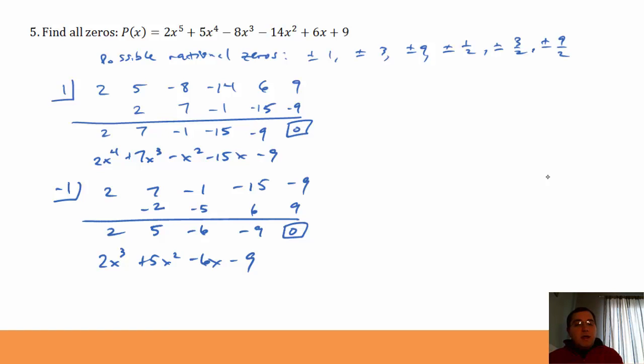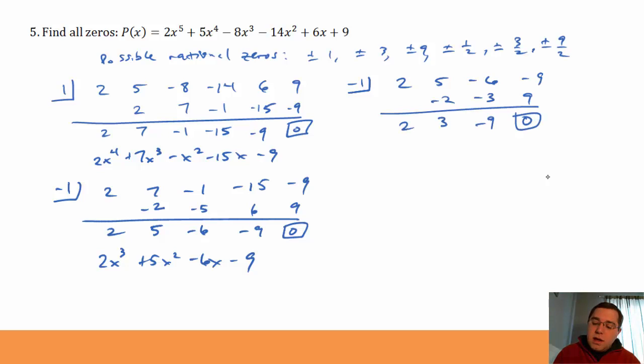Again, negative 1 could work again. Let's try it again. Negative 2 plus 5 is 3, plus 6 is 9, minus 9. That's 0. So negative 1 works again. So we'll divide by negative 1 again on this reduced equation. Now I have 2x squared plus 3x minus 9.